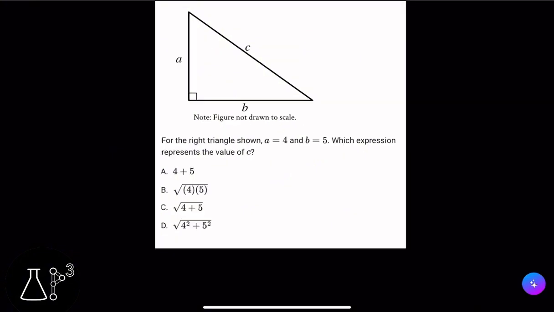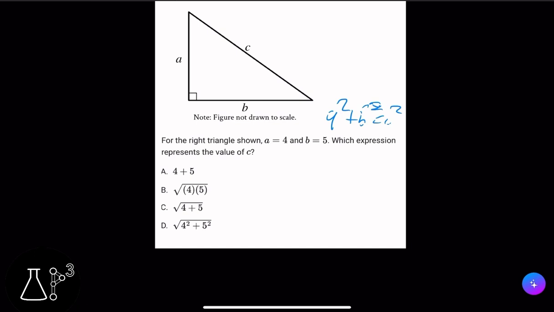Let's do another question. For the right triangle shown, A equals 4 and B equals 5, which expression represents the value of C? It's just like the first question that we did, which is A squared plus B squared equals C squared. And all we have to do for these type of questions is just plug in A and B and figure out what is my expression or value of C.